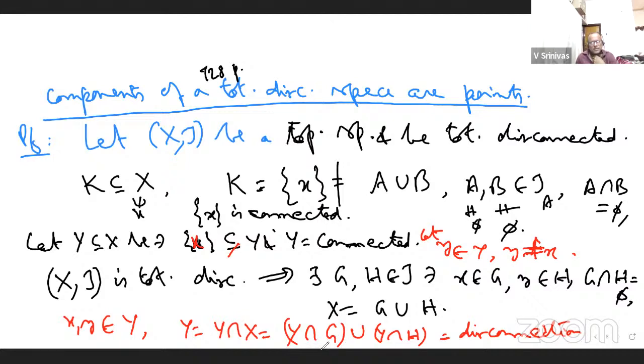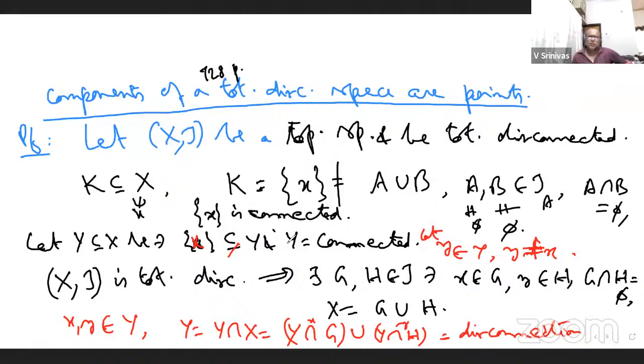Agree? Your G and H are disjoint, so these two sets will be disjoint, and small x is an element here, and small y is an element here. These are non-empty, and these are open sets. G is an open set in tau, so G intersection Y is an open set in Y. H is an open set in tau, so H intersection Y is an open set in capital Y. So these two are non-empty disjoint open sets. Therefore, this is a disconnection for capital Y. Therefore, capital Y is disconnected. This is a contradiction to connectedness.